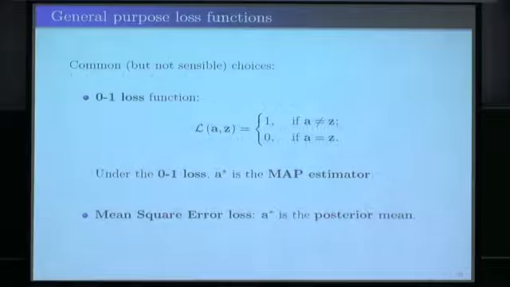In practice, when we think about Bayesian estimators, for example the MAP, it has an underlying loss function, which in this case is the 0-1 loss, which says that the loss is 1 if A doesn't coincide with Z, even for a single observation.